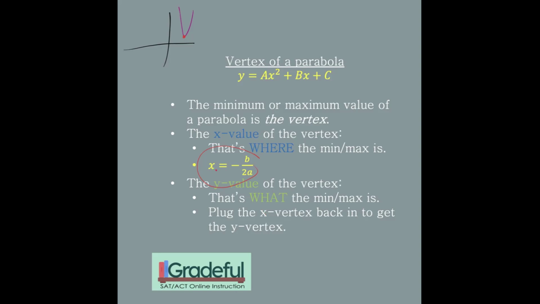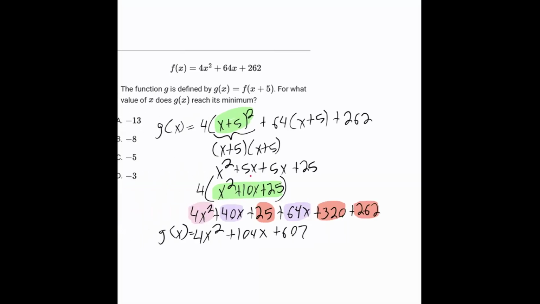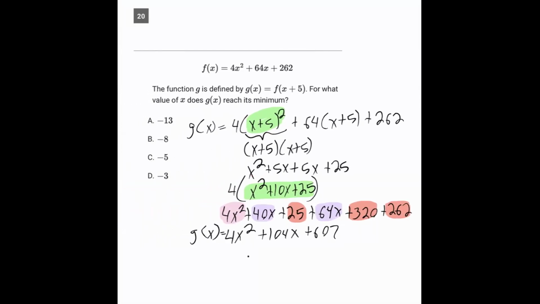And that would be what you'd get if you were to plug in that x value that you get when you use the formula. So where would this reach a minimum? Let's do x is negative b over 2a. So that's negative 104 over 2 times 4. So that's negative 104 over 8. And if we divide that on a calculator, we get negative 13. So we know the answer is negative 13 here, but there are so many ways to do this question.